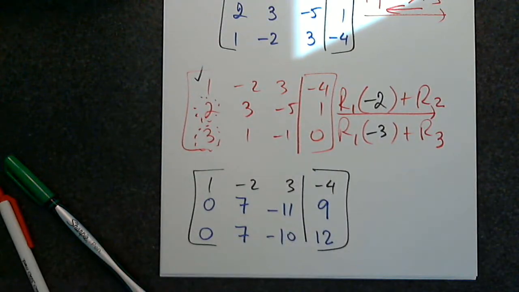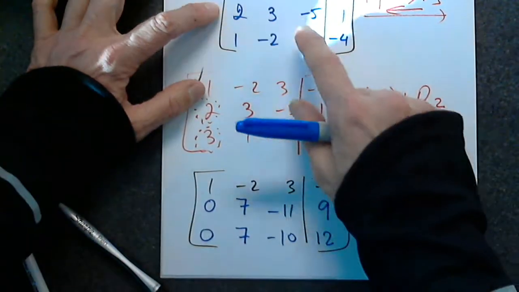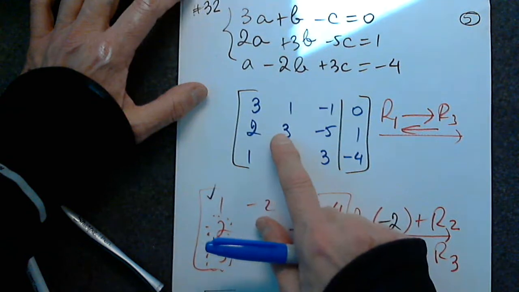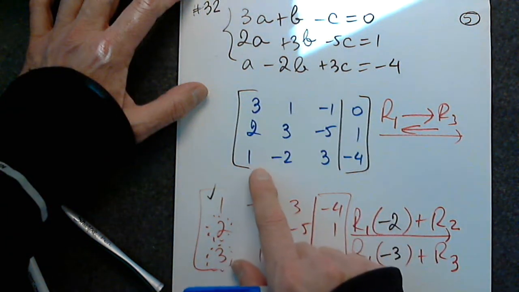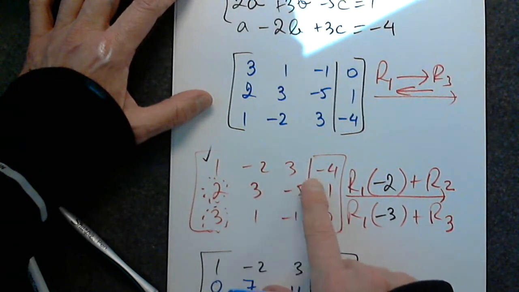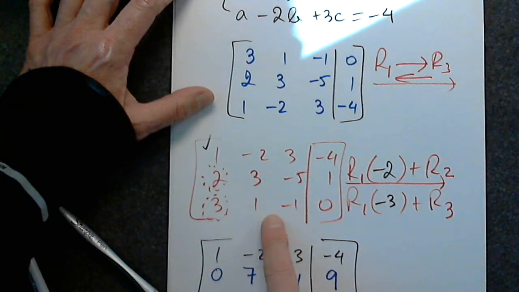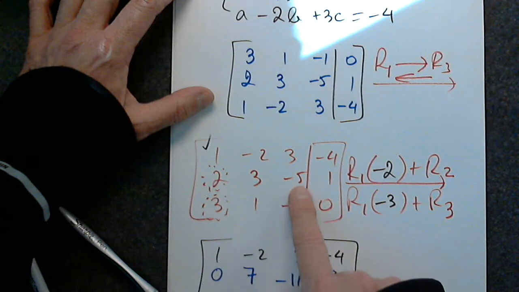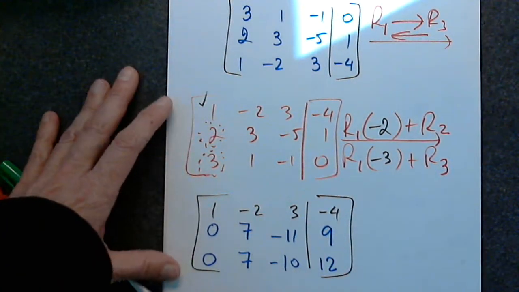Yes, I did. Let me see that we copied 3, 1, negative 1, 0. 2, 3, negative 5, 1. Correct. 1, negative 2, 3, negative 4. Yes. 3, 1, negative 1, 0. 2, 3, negative 5, 1. Yep. I don't see any error.